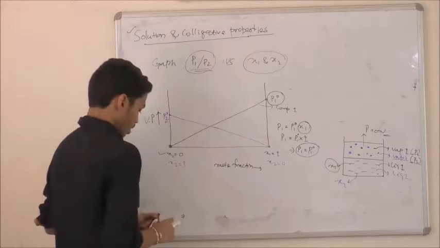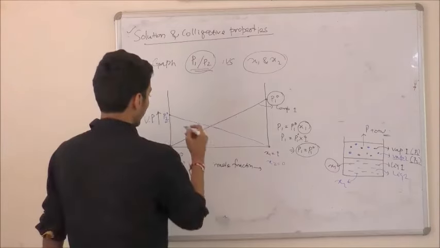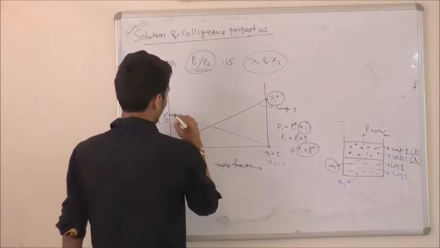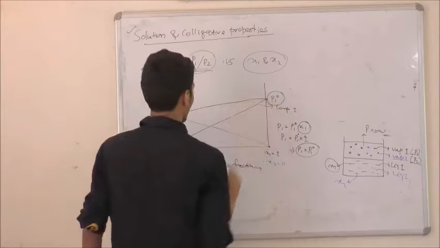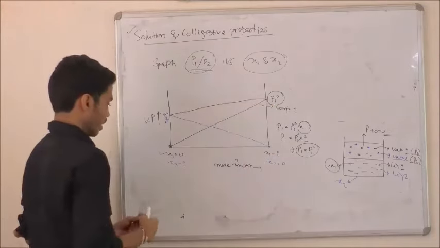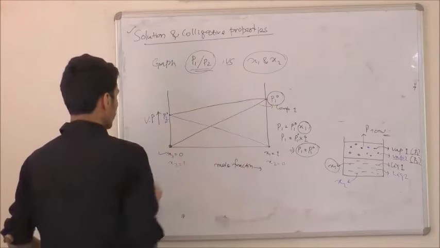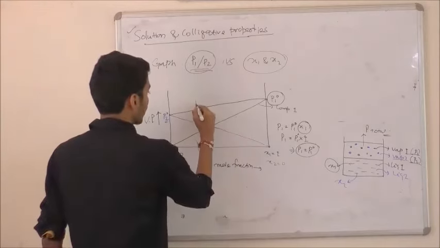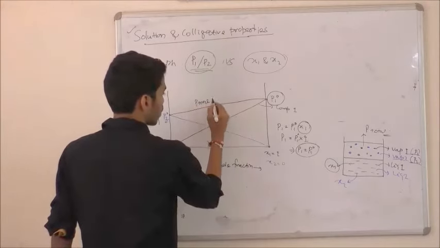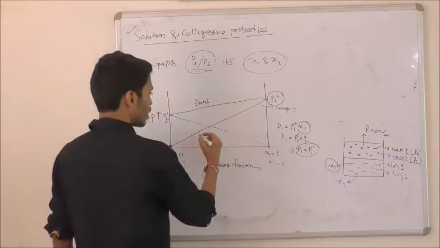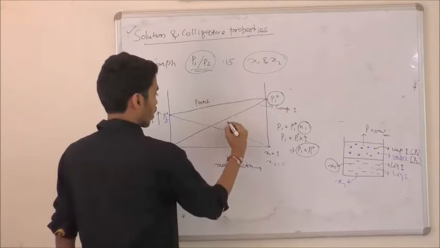Okay. Now what we will do, we join these points. And what will this be? This will be the graph for P total. Okay, so this was the graph for component 1.